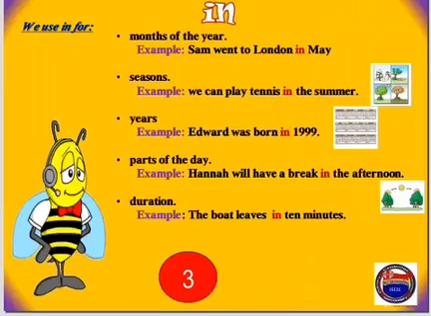We also use it before seasons. And how many seasons do we have? Right, 4 seasons. Their names are spring, summer, autumn, and winter. For instance, we can play tennis in the summer. Also, we use in before years. For example, Edward was born in 1999.